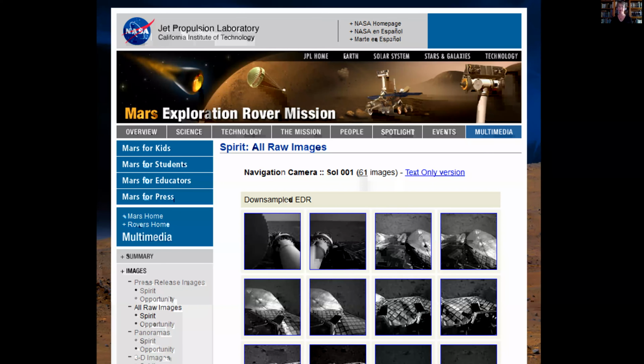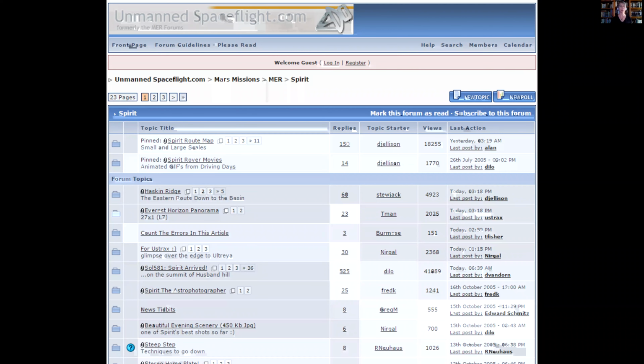And so it immediately generated a devoted worldwide community of fans who met in many places, but one of the primary places was a website called Unmanned Spaceflight.com, which was originally created as a website for people to share their excitement about the Beagle 2 lander, which failed, but they pivoted quickly to the Mars Exploration Rover mission.